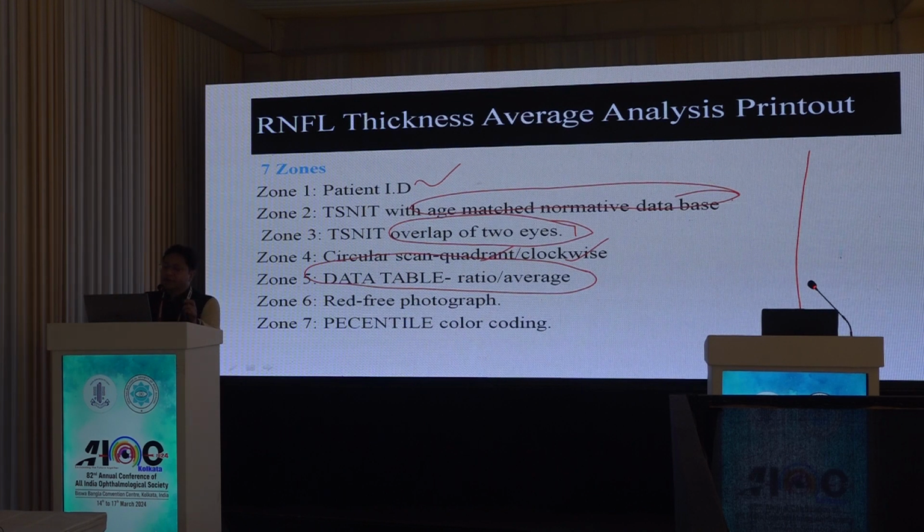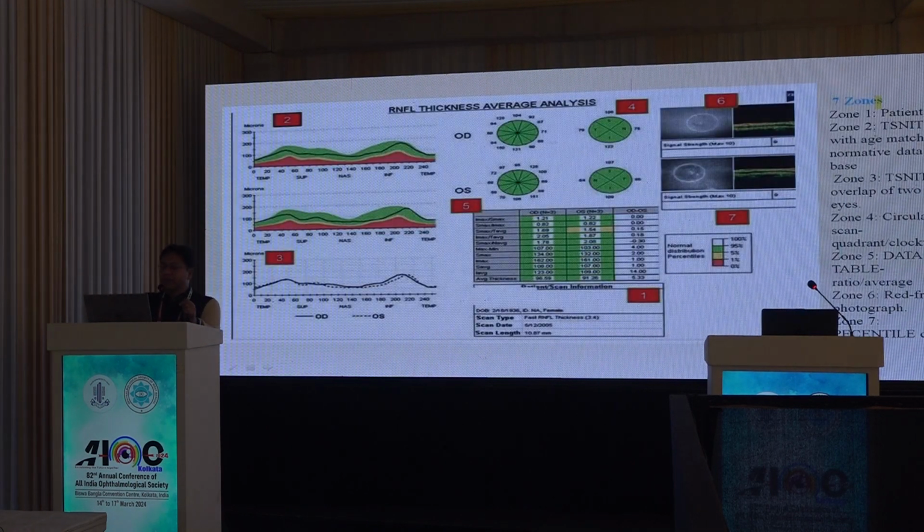Red-free photographs are the choice of all of us, and we usually use them for monitoring purposes. So here are the 7 zones of your standard printout. This one is zone 1. Here you can see the age of the patient, and the ID is 189036. Then the gender is female.